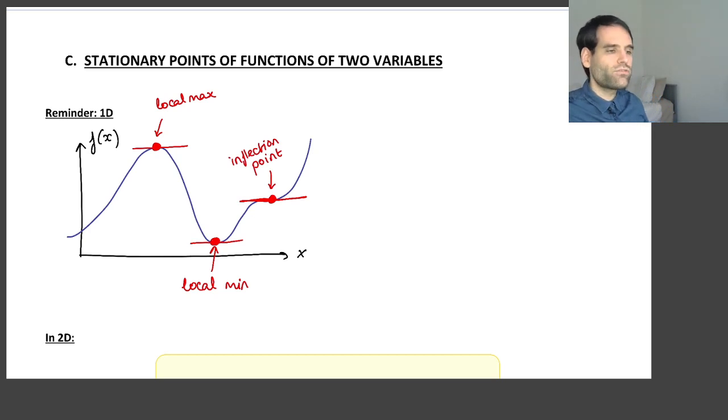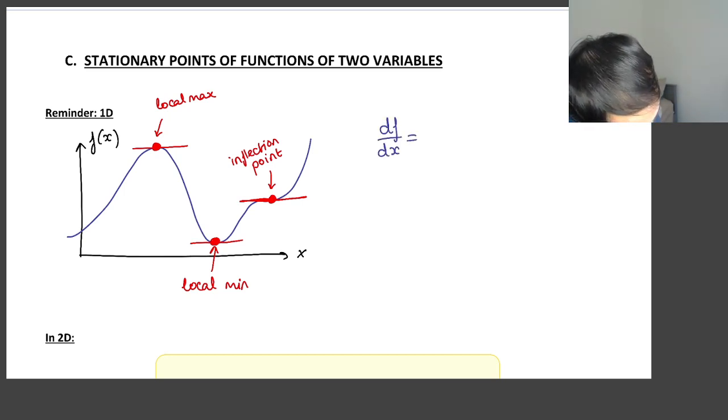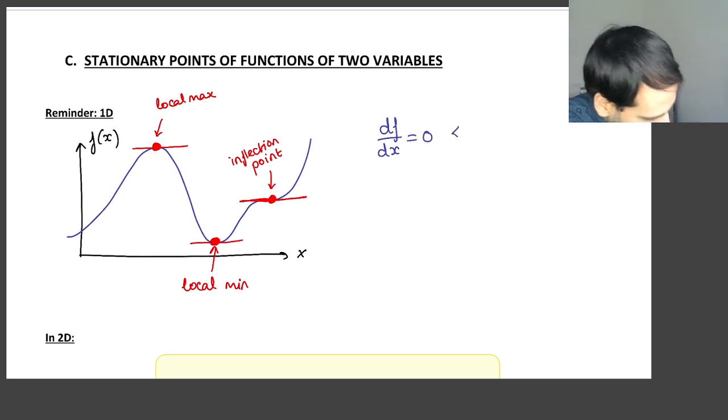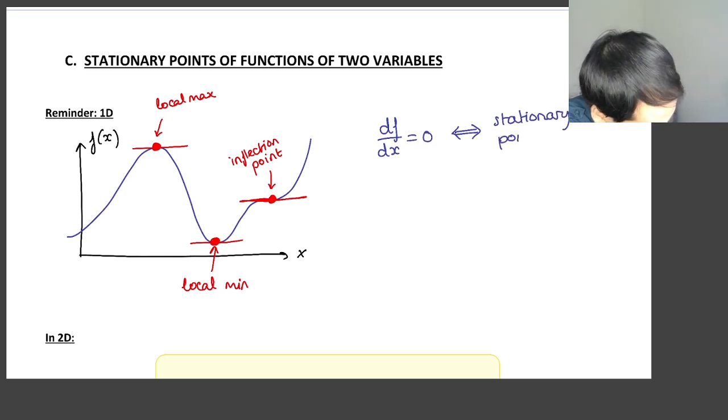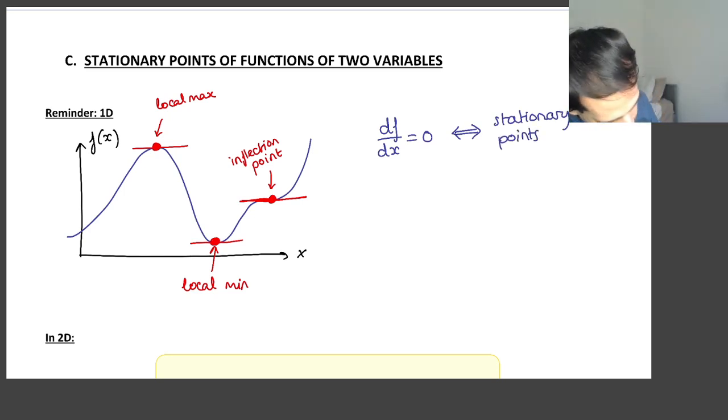And do you remember how to find these points? So first of all, you have to solve the equation derivative with respect to x equals 0. And this gives you the stationary points, which in this case would be these 3 points here, because they have a slope of 0. And then you had to determine if this stationary point was a maximum, a minimum, or an inflection point, yeah?